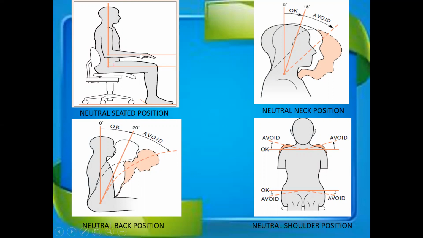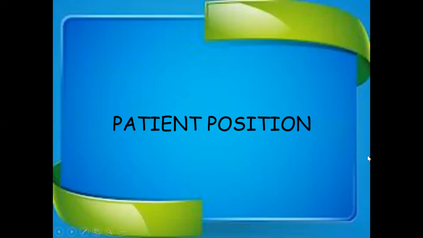The forearms should be parallel to the floor. Weight should be evenly balanced. The thigh should be parallel to the floor, and the hip should have an angle of 90 degrees. The head can be tilted up to 0 to 15 degrees of angulation, and you should avoid leaning too far forward during instrumentation and try to maintain a neutral shoulder position.